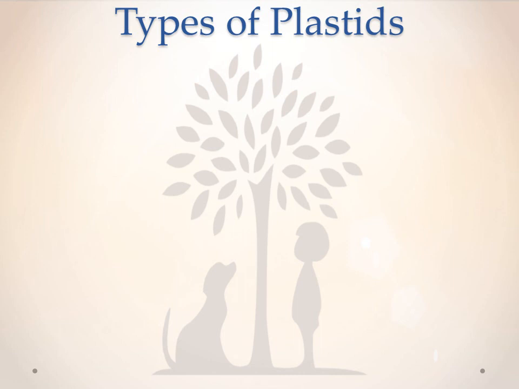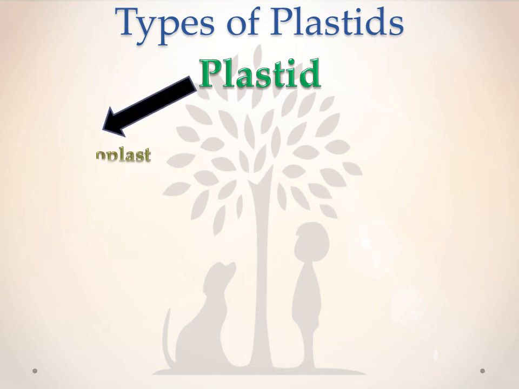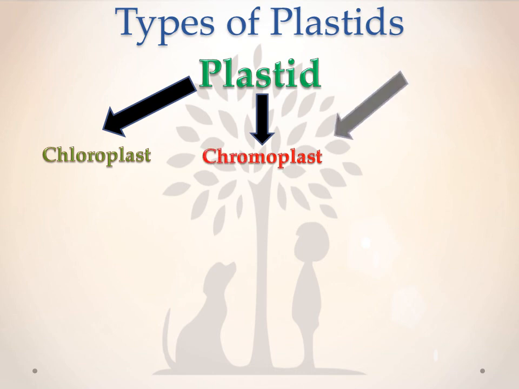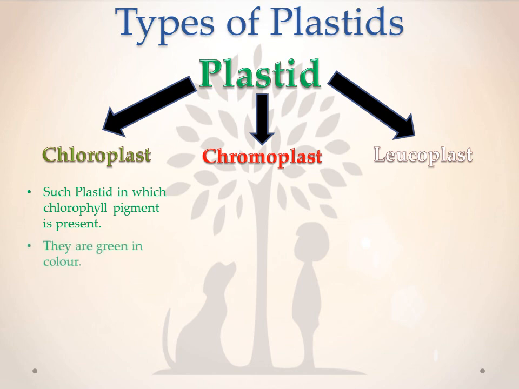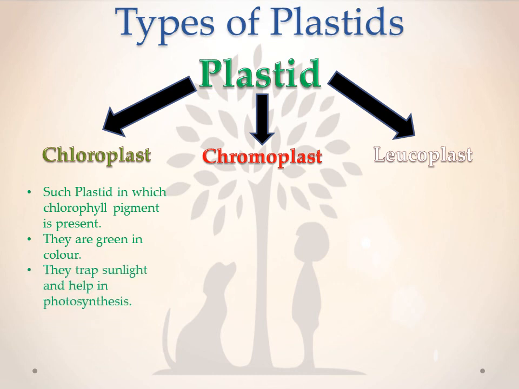Now, we are going to discuss the types of plastids. Plastids are mainly of three types: the first is chloroplast, the second is chromoplast, and the third is leucoplast. Chloroplast is the plastid in which chlorophyll pigment is present, and we already know this is the green pigment. They are green in color. They trap the sunlight and help in photosynthesis.